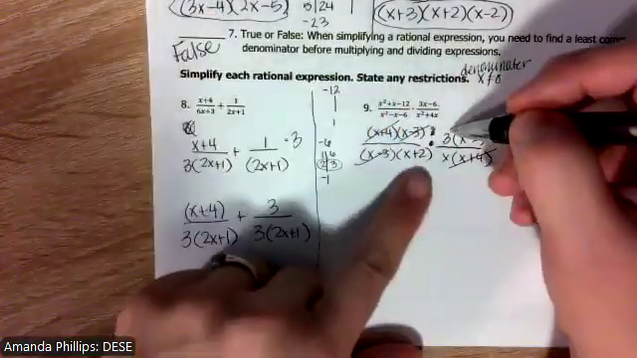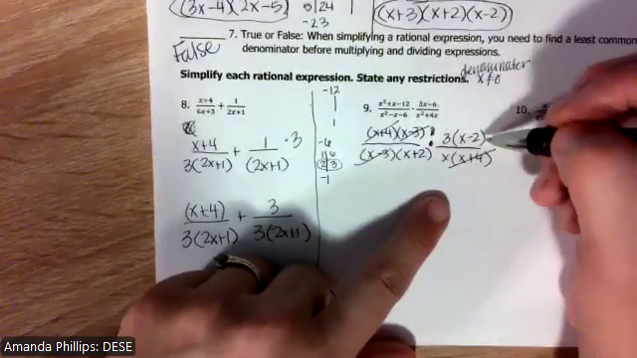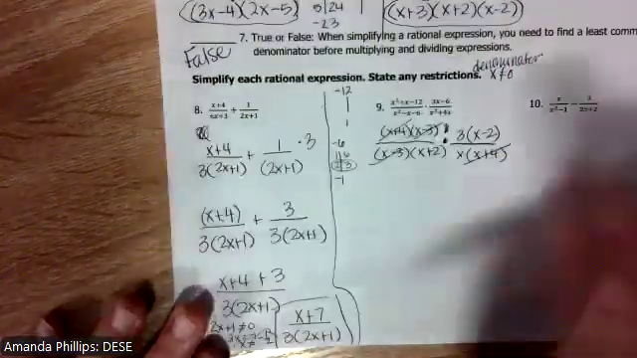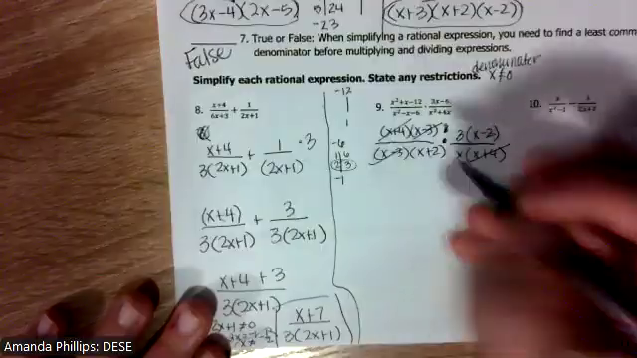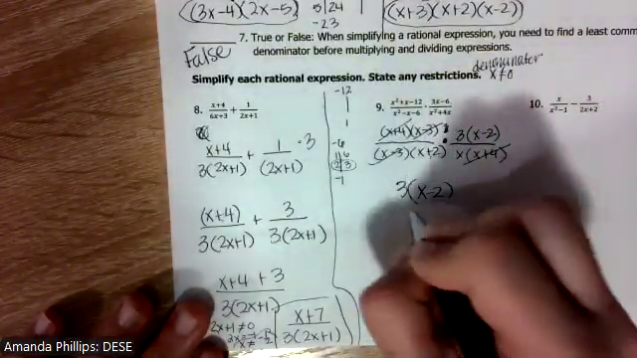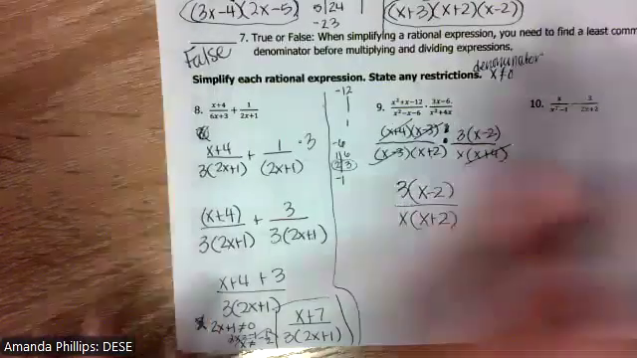I don't have anything that'll cancel with the whole number 3 down here, so that's going to stay. And I have an x minus 2, and I only have an x plus 2 here. So that's okay. I've made it through, and I'm going to write what's left over. So 3 times x minus 2 over x times x plus 2.